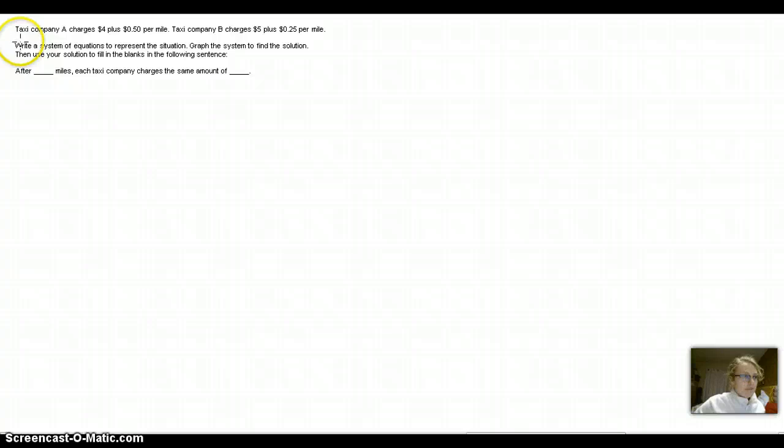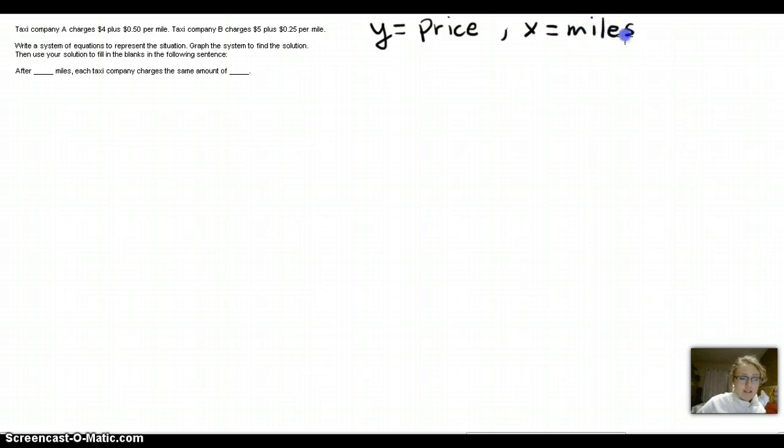Alright, the first sentence says taxi company A charges $4 plus 50 cents per mile. So that means if we say that Y represents the price, and if X represents the miles that you go in the taxi ride, then we'll have an equation like this.